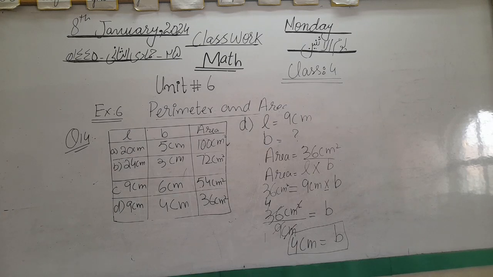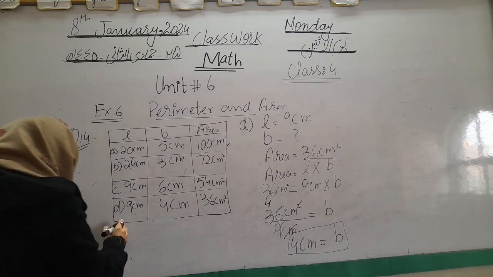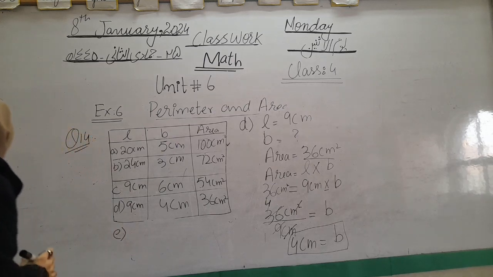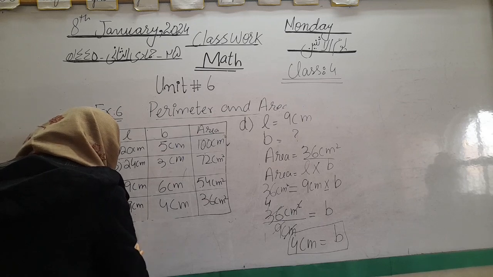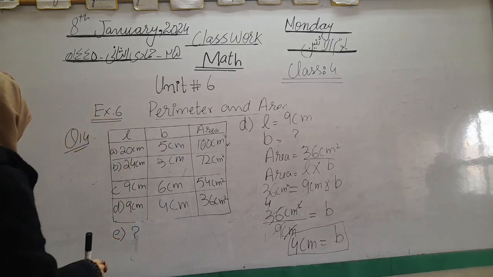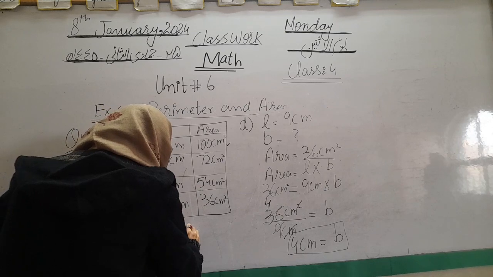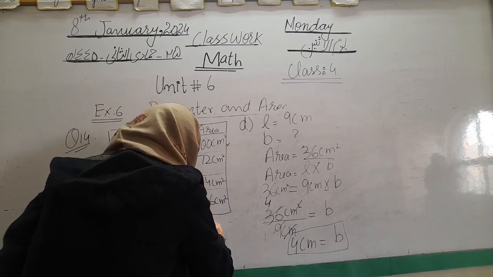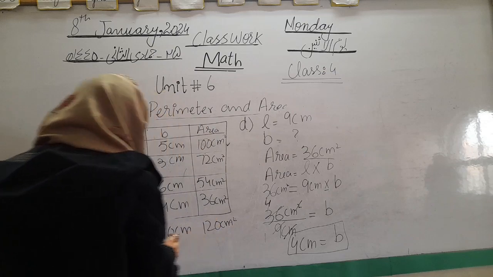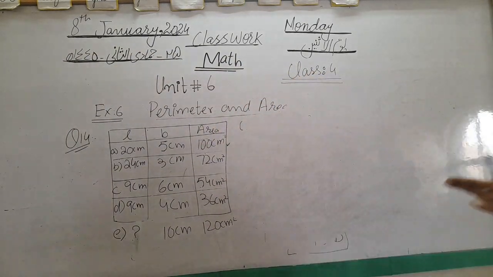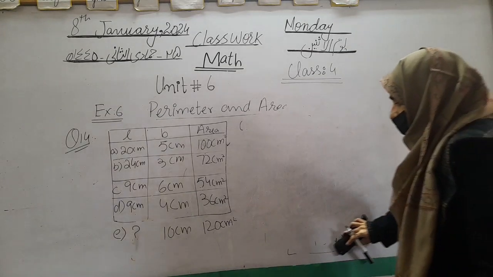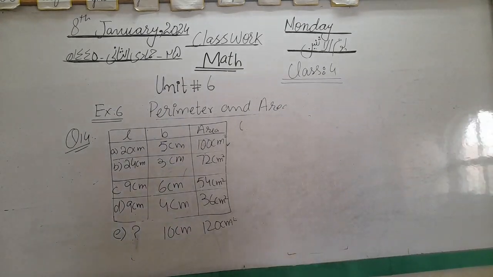Now we have E part. In E part, you have to find the value of length. Length you have to find. Breadth is 10 centimeter and the area is 120 centimeter squared. This is your homework, everyone. You have to find it by yourself. I hope you will understand today's lesson.